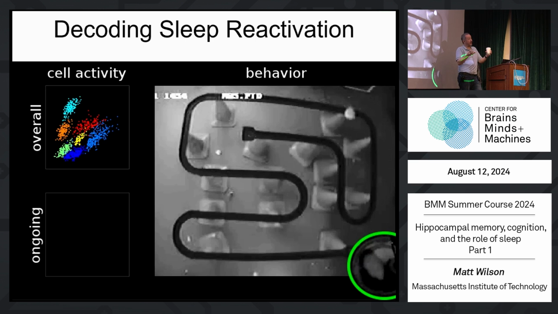This led John O'Keefe, when he discovered phase precession, the phase coding of the hippocampus, to conclude that the phase code is the spatial code, and that firing rate is actually the velocity code.